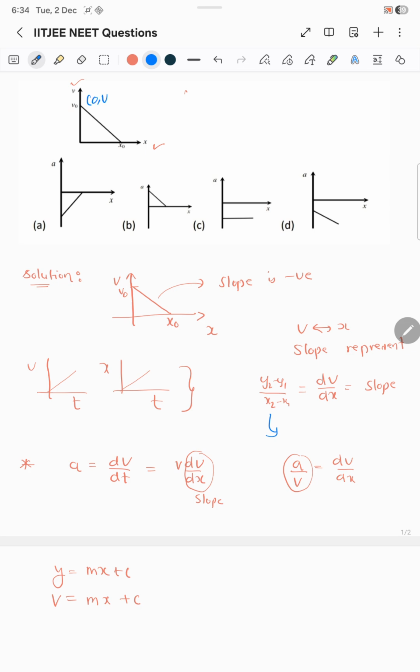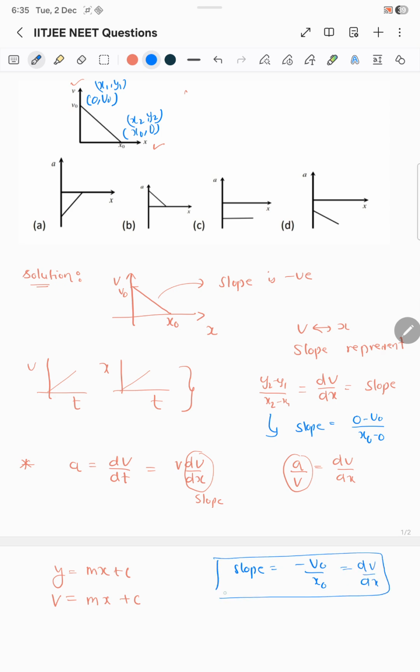So what are the points x2, x1, y1 and y2? This is 0 comma v naught, and this is x naught comma 0. You can take this one as x2, y2 and the other as x1, y1. So the slope will be y2, which is 0, minus v naught, over x naught minus 0. So the slope I am getting is minus v naught by x naught, that is nothing but dv by dx. So remember this, we got the slope.